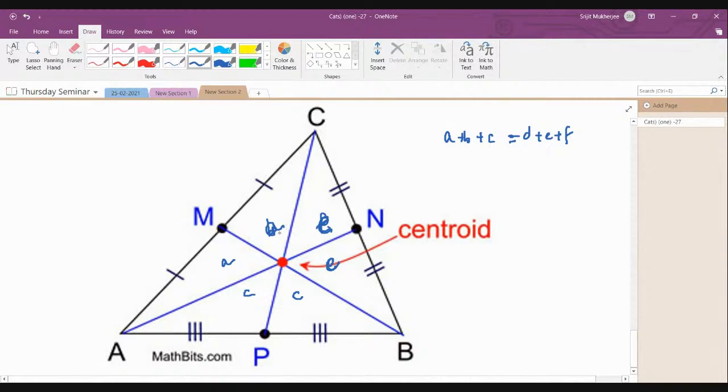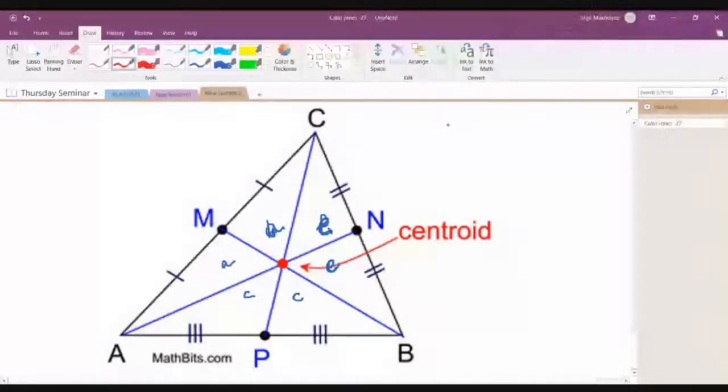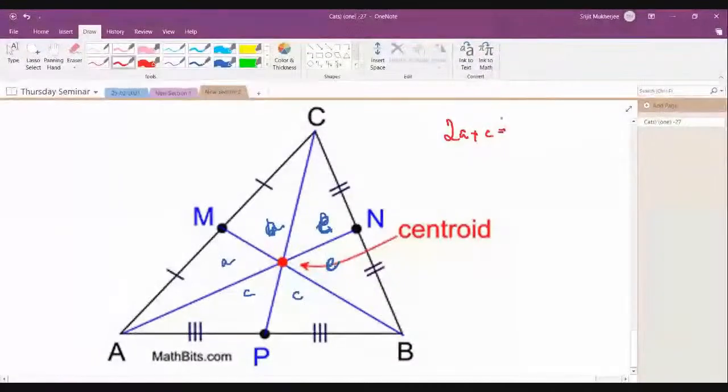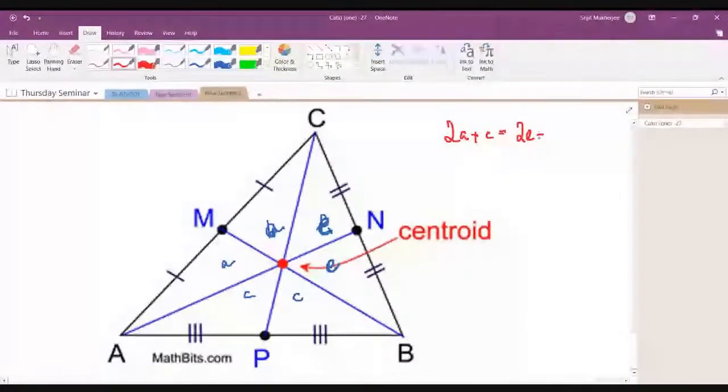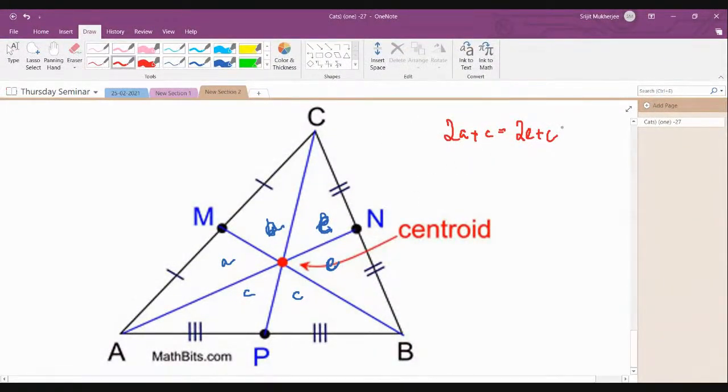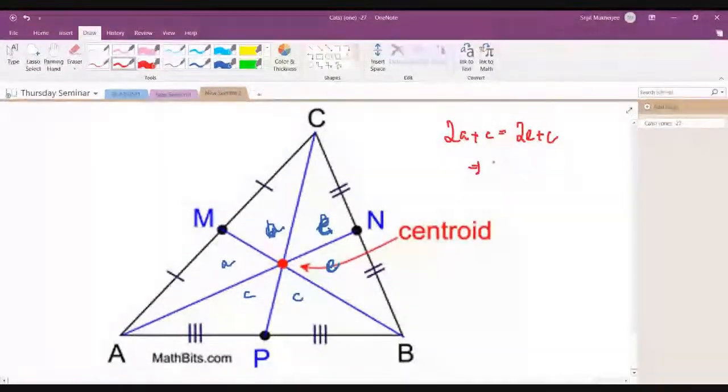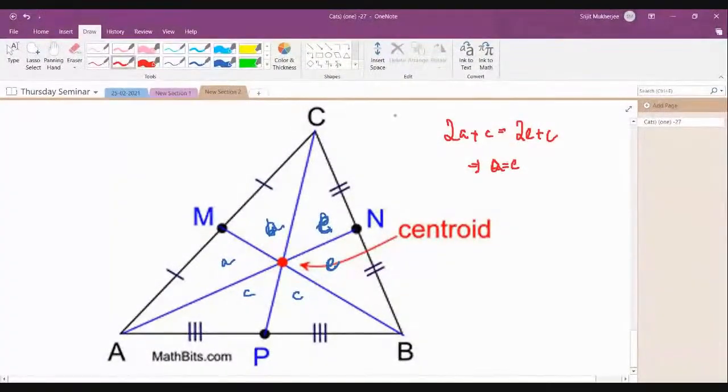So now we will prove that A is equal to E and A is equal to C also. So let's see how we can prove it. We have that twice A plus C is equal to twice E plus C. You observe it? Therefore we have that A is equal to E. So we can replace that, and this is equal to A.